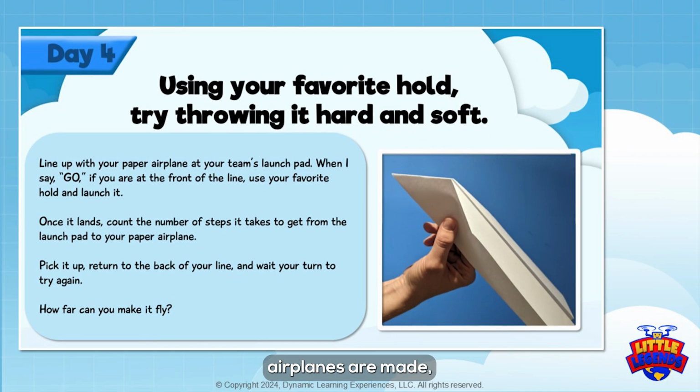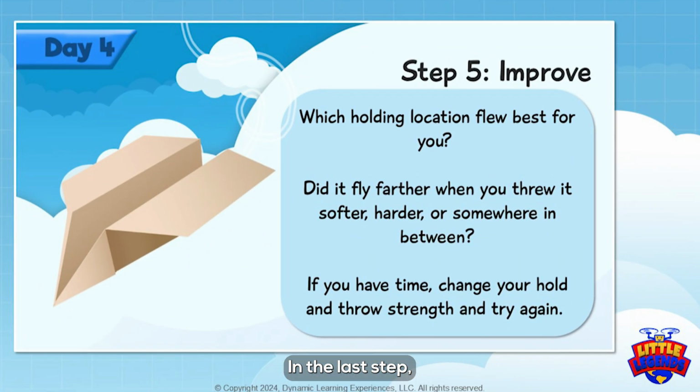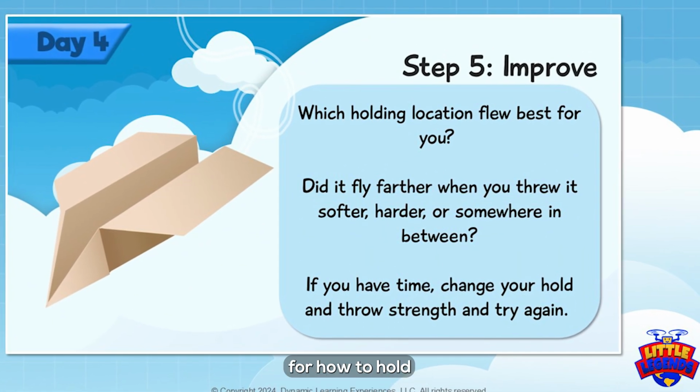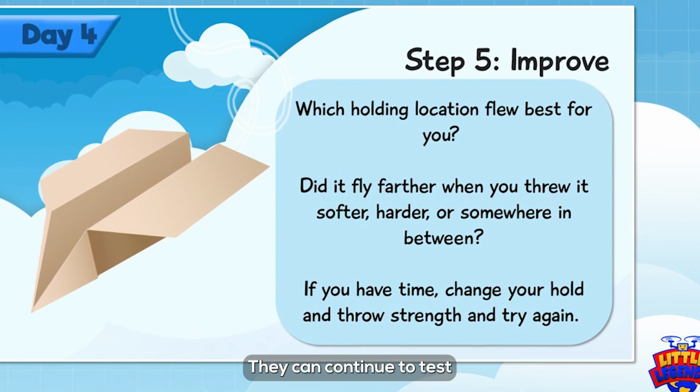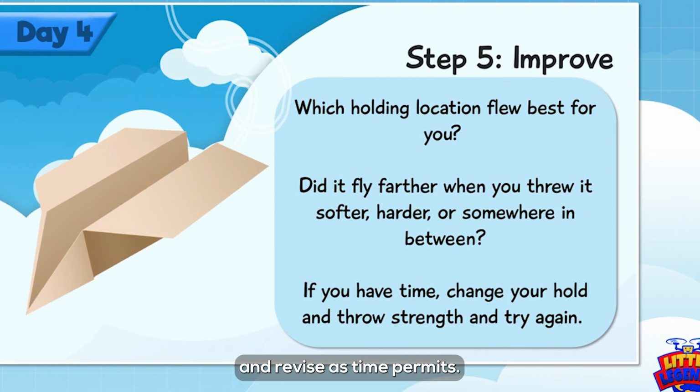Once the students' paper airplanes are made, ask each student to make a plan for how to hold the paper airplane when throwing it. Students will test their planes in this step. In the last step, ask students to change their plan for how to hold the paper airplane and then test it again when it is their turn. They can continue to test and revise as time permits.